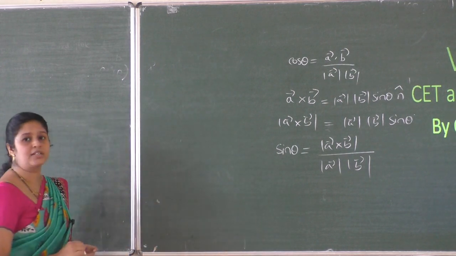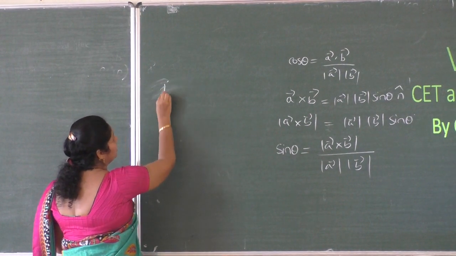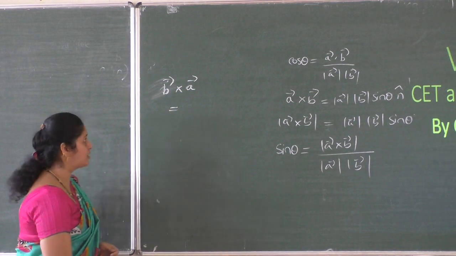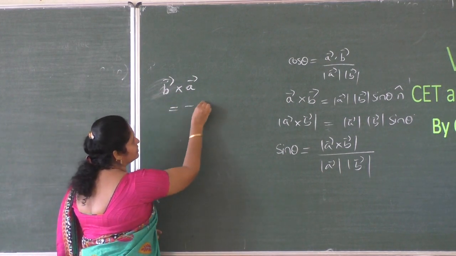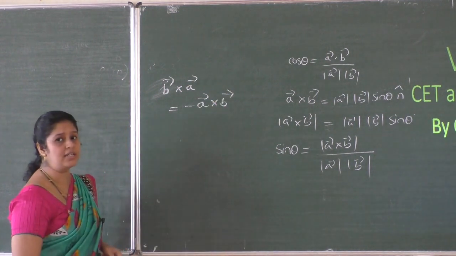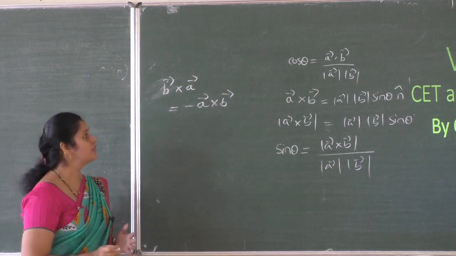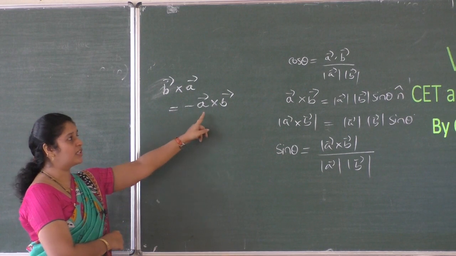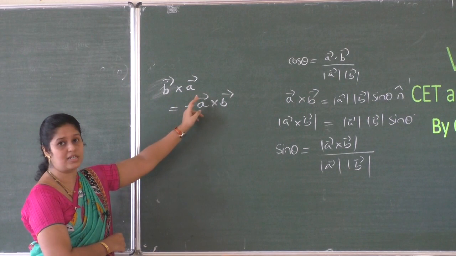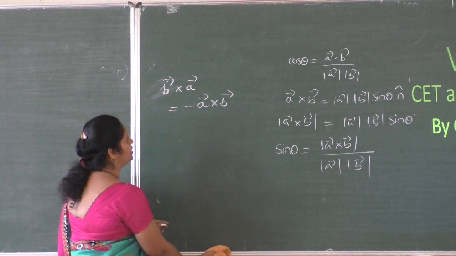And also the cross product is not commutative. We know that if I write vector B cross vector A, because direction is there for these vectors, vector B cross vector A means I can write minus vector A cross vector B. They are not the same. Either you can write vector A cross vector B as minus of vector B cross vector A, or you can write vector B cross vector A as minus of vector A cross vector B. So they are anti-commutative.